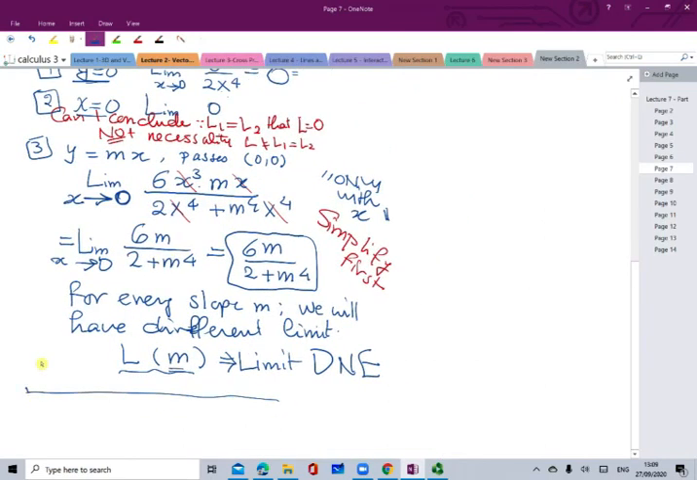Okay. If it turned out to be a value independent of m, still I cannot guarantee the limit exists, so I'll have to do the next case.